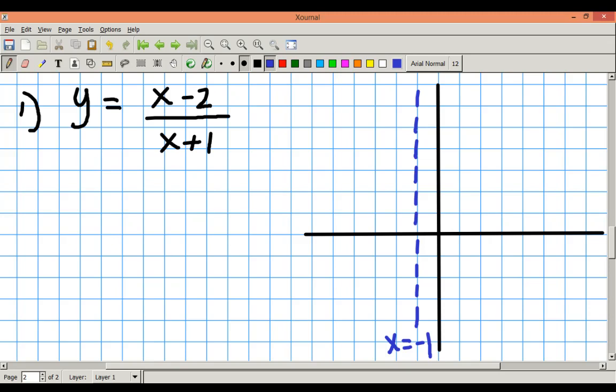Now, do you remember what we said about horizontal asymptotes? We compare the degree of the top of the fraction with the degree of the bottom. The degree of the top is 1 because that's x to the first power, and the degree of the bottom is 1 because it's also x to the first power. So when the two degrees are equal like that, your horizontal asymptote is y equals the ratio of the lead coefficients. The lead coefficients are both 1 there. So y equals 1 is your horizontal asymptote for that graph.